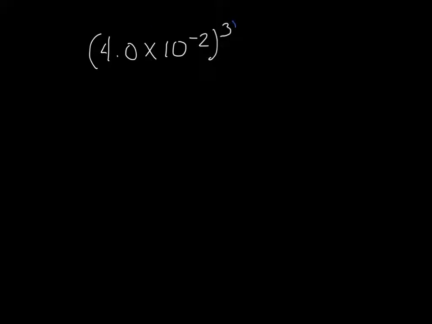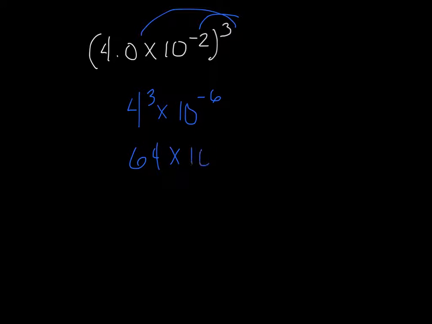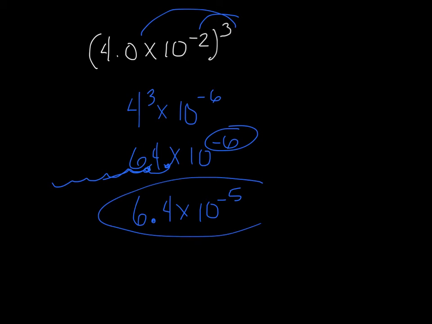Okay, so I'm going to distribute this to both of them. So I have 4 to the 3rd times 10 to the, I multiply the exponents, -6. And 4 to the 3rd is 64 times 10 to the -6. And once again, this is not scientific. I have to move it to scientific. So it's 6.4 times 10 to the... Now, the decimal was here, and I had a -6, so I had to move it 6 to the left. Okay, but now the decimal's here. So now I only have to go 5 to the left, so it's -5 as my exponent.